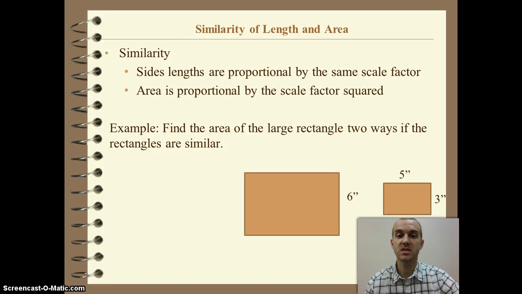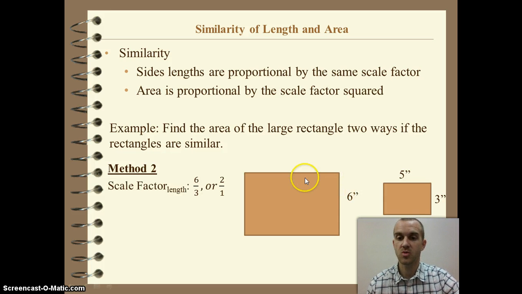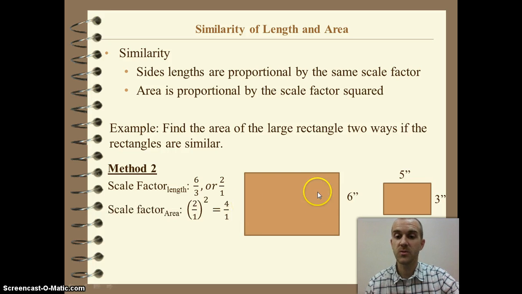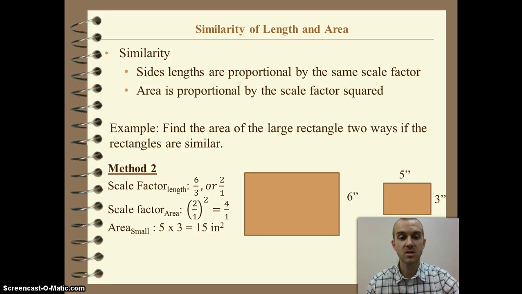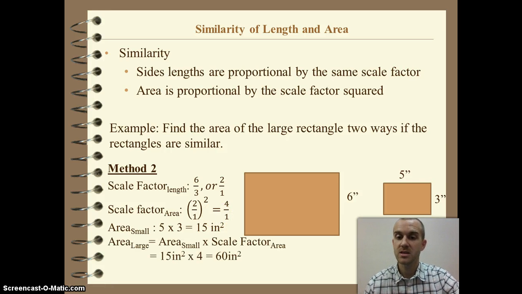The other way would be to use the scale factor and then use that compared for my area. So I know again that scale factor is 2 to 1 for my large rectangle. And I know then that the area ratio of the large to the small would have to be 2 to the 1 squared. In other words, it's 4 times the size of this smaller rectangle. So if I find the area of my small rectangle, which 5 by 3 is 15 square inches, that's very easy, and I multiply it by that scale factor because the area should be 4 times as much, I'll get 60 square inches. So two different ways, I still end up with the same solution.